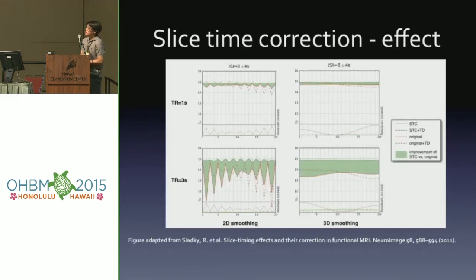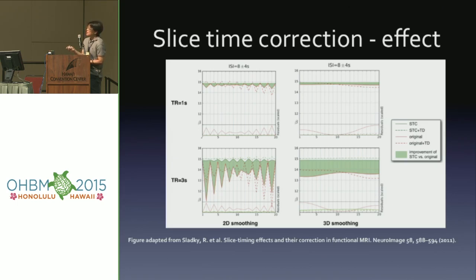Okay, so this is a very busy slide, but the message is very clear. This slide shows you the improvement of using slice timing correction versus not using it. These data are simulated data on an event-related design. The x-axis is the slices. On the top of the y-axis is the beta value. On the bottom of the y-axis is the residue.